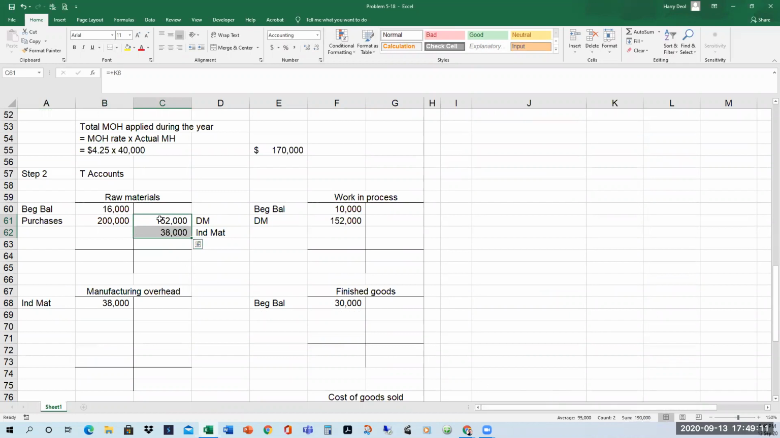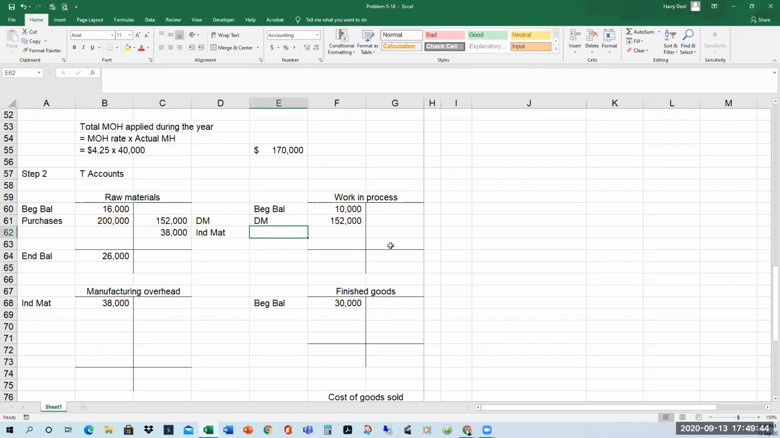Of this amount, 152,000 goes to work in process and 38,000 goes to manufacturing overhead. And since there's no other transaction in raw materials, we can actually calculate an ending balance. So for the ending balance, we want to add up the debits and subtract the credits. You get an ending balance of raw materials of $26,000.